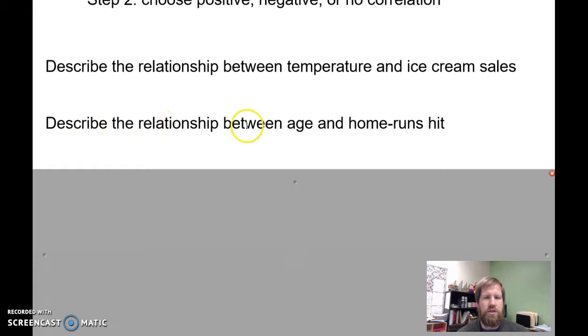Okay, now the relationship between age and home runs hit. So this is people. So let's see, do we have a positive correlation? The older we get, do we hit more home runs? Well, probably not. The younger we are, do we hit more home runs? Well, maybe, but babies aren't out there hitting home runs. So it's not going to be a very good correlation if it's any correlation. And this doesn't say anything about whether all the people are baseball players or not. So I would say that age and the number of home runs hit really has no correlation, right?